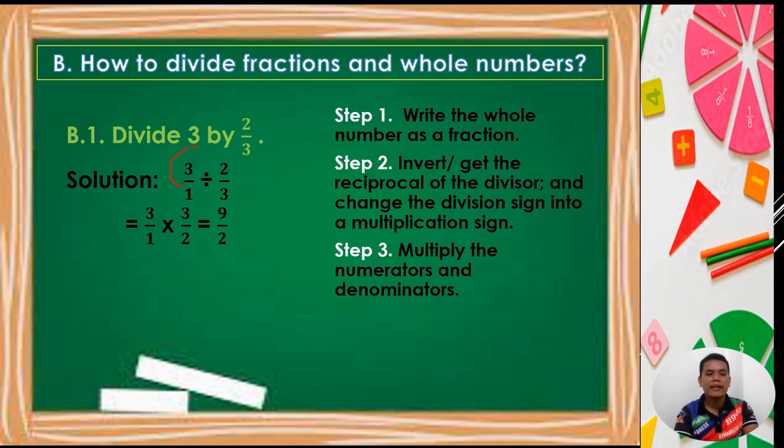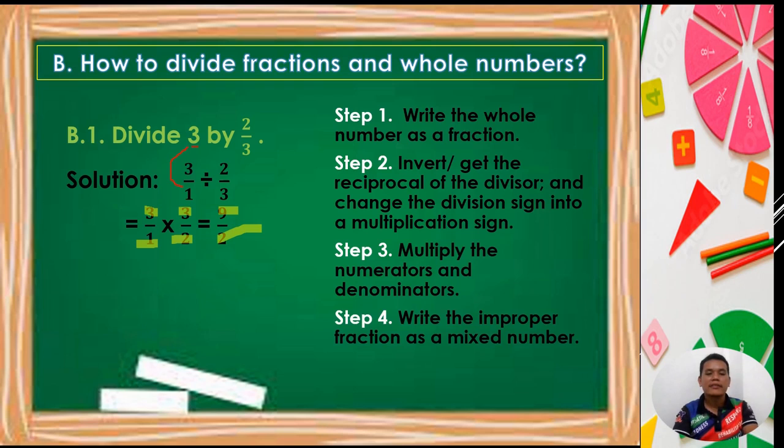Then multiply the numerators and the denominators. So multiply 3 times 3 equals 9. Then 1 times 2 equals 2. So we have here 9/2. That is an improper fraction. So what are we going to do with that? Write the improper fraction as a mixed number. That is equal to 4 and 1/2.